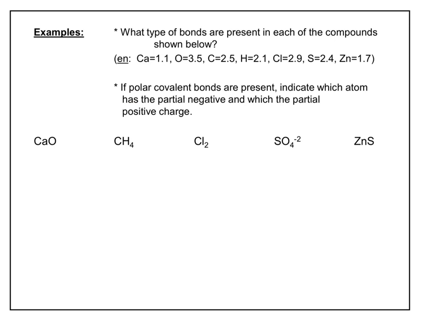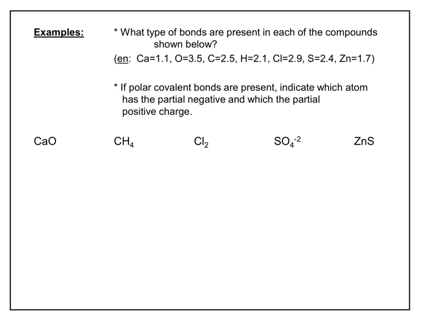Now let's take a look at some practice problems. So here it says, what type of bonds are present in each of the compounds shown below? And in this exercise, I've given you all of the electronegative values. Now it does say, if it forms a polar covalent bond, indicate which atom has the partial negative and which the partial positive charge. Let's start with calcium oxide.